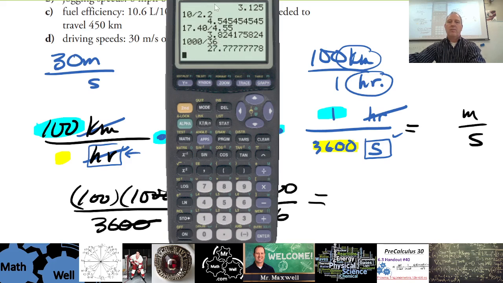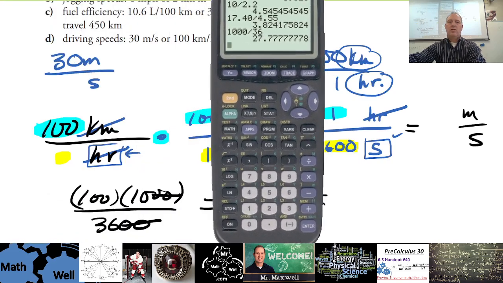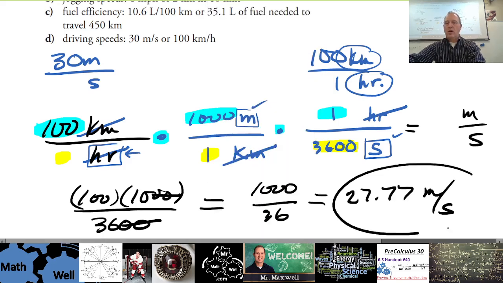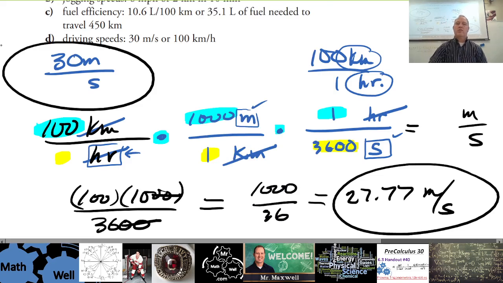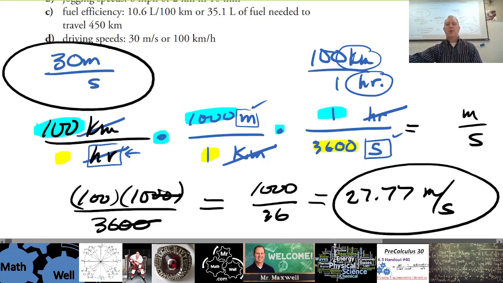You don't have to do that simplification that I did with the zeros. Just plug that all into your calculator, and you should get 27.77 meters per second. So we compare these two, and which one is faster? 30 meters per second is faster than 100 kilometers per hour. So when you're driving down the road at 100 kilometers per hour, you're not going as fast as 30 meters per second even, which is kind of weird to think about if you've ever thought about that. Now maybe you will. Okay? So if you're going 100 kilometers per hour, you're only going 27.77 meters per second.